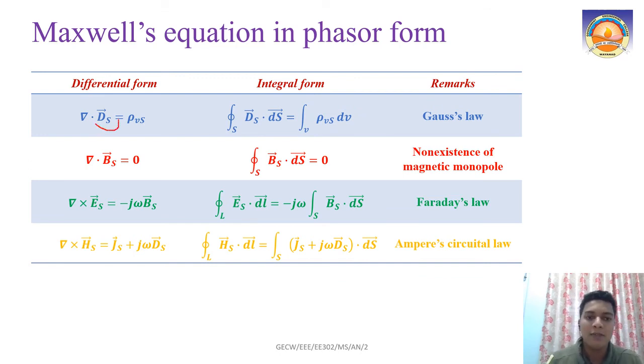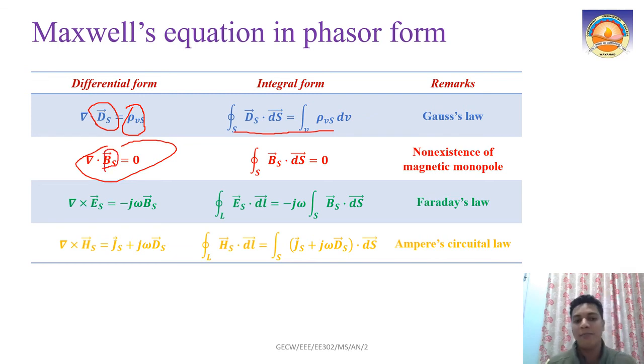Okay, so there is no change. Your d will become what? D will be represented in the phasor form as ds, and the rho v also is what? Rho v also, when you come to time varying field, is varying with respect to space as well as time. So rho v also will become a phasor quantity. This is the integral form. Not much changes. Okay. The second Maxwell's equation is what? The non-existence of magnetic monopole, del dot bs equal to 0. Right. Here also we have to just change the quantity to its phasor form. There is not much difference.